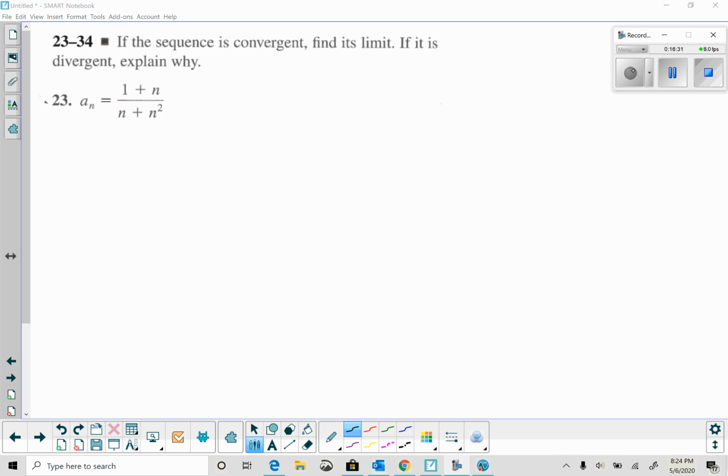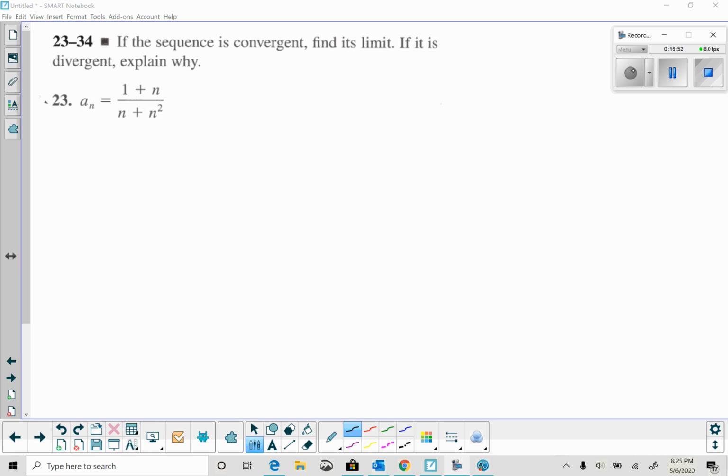Okay, then aside from the word problems, because word problems are everybody's favorite, here's where the vast majority of the questions were. If the sequence is convergent, find its limit. If it's divergent, explain why. So I guess we'll start with number 23.